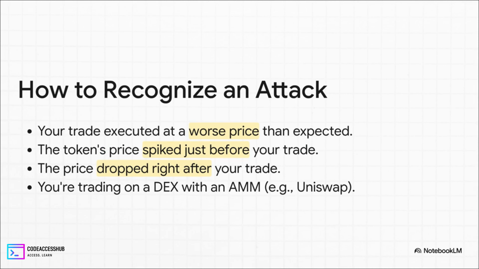So you might be wondering, how would I even know if this happened to me? Well, there are a few red flags to watch out for. The biggest one is just that your trade went through at a way worse price than you expected. You can even look at the price chart. You might see this really sharp, quick spike just before your trade, and then an immediate drop right after it was done. And just keep in mind, these attacks are super common on DEXs that use what's called an automated market maker, or AMM, like Uniswap or PancakeSwap.